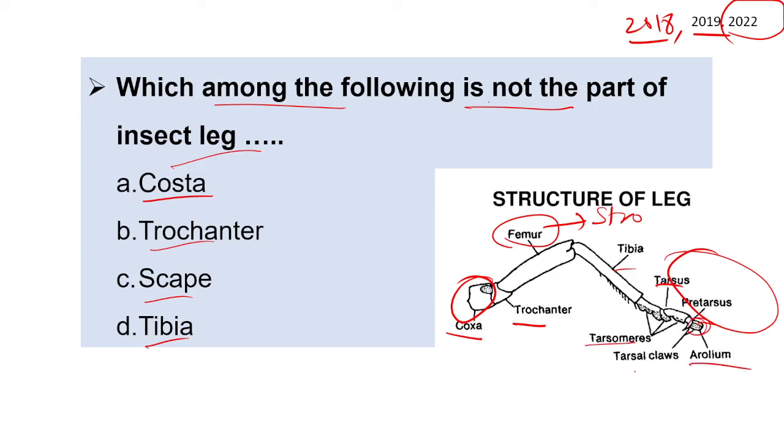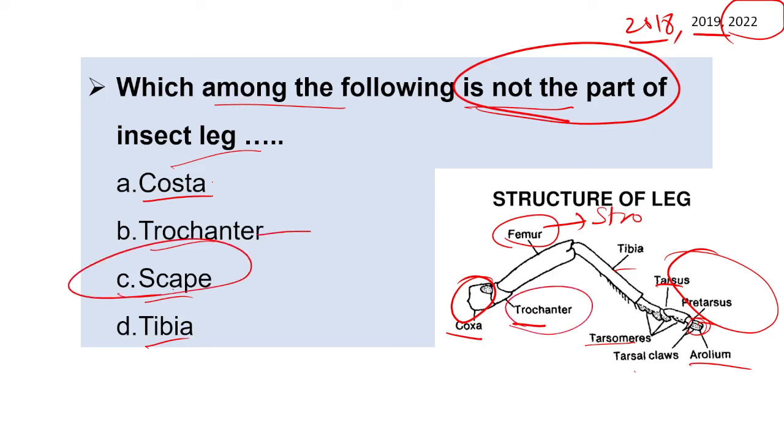And our question is which is not a part of insect leg. As we can see in this image, the coxa is a part of the insect leg. Trochanter is also part of the insect leg, but scape is not a part of the insect leg, and hence it is our correct answer. Scape is the basal part of the antenna. Tibia is also part of the insect leg.